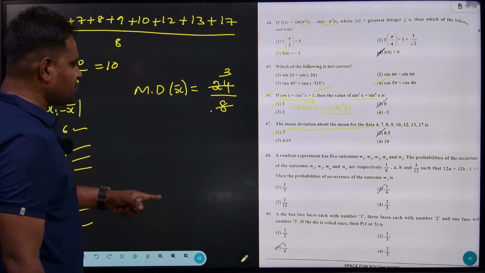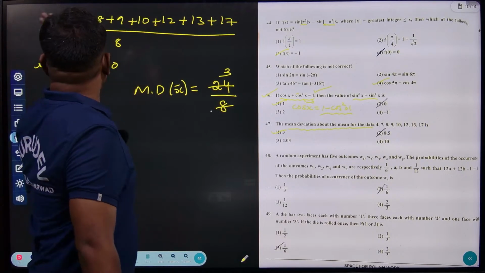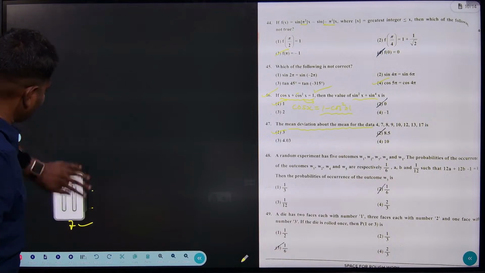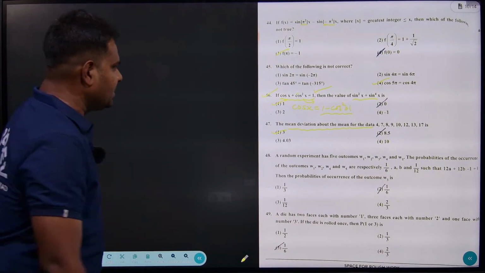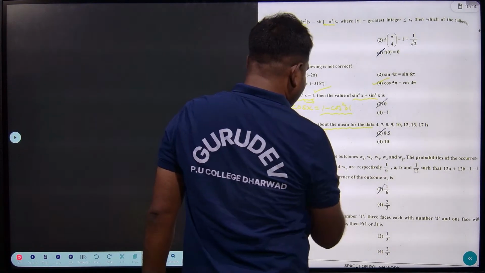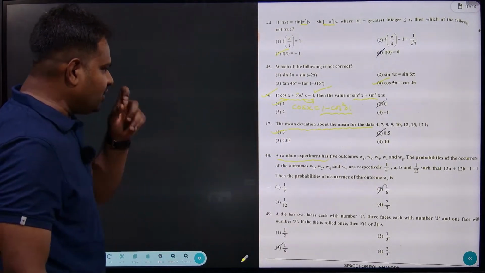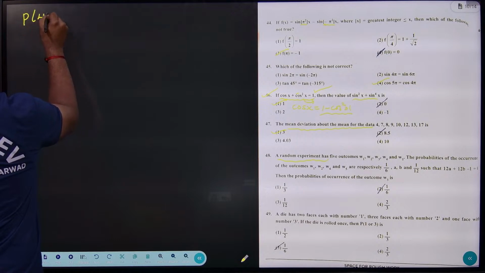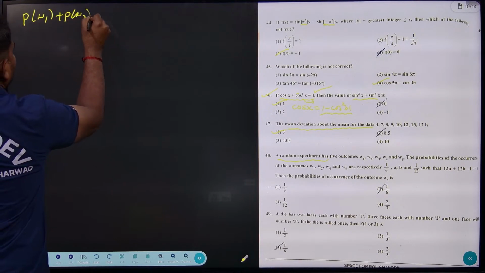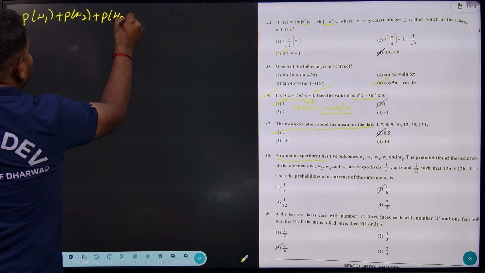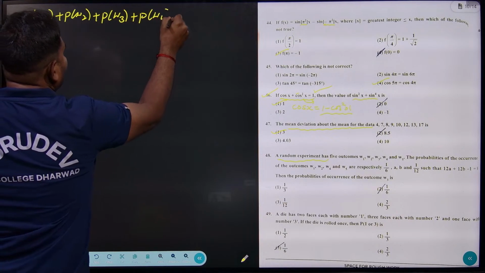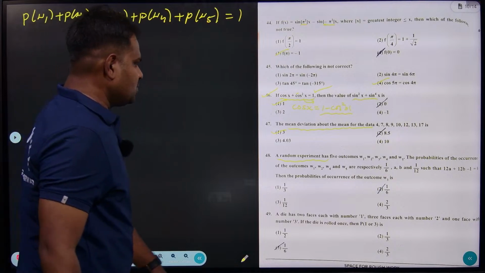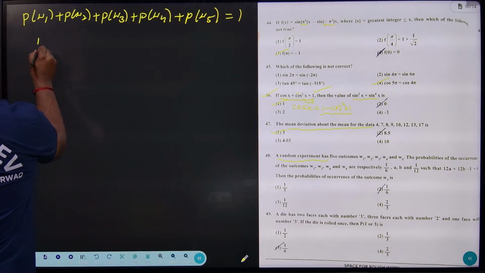Now let us look at the next question here. What is the next question? Question number 48. What does question number 48 say, students, here? A random experiment has 5 outcomes. The probability of occurrence of W1. So here we know that probability of W1 plus probability of W2, W3, W4 and W5, whose sum is always equal to 1. So W1 he has given as 1 by 6.